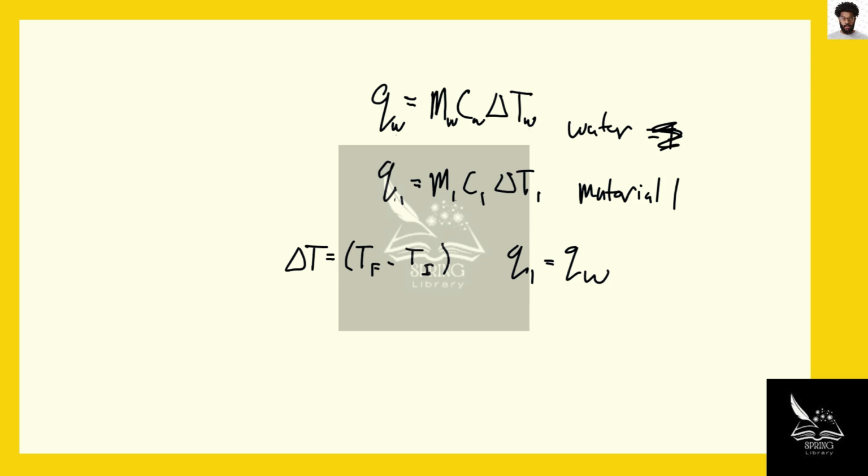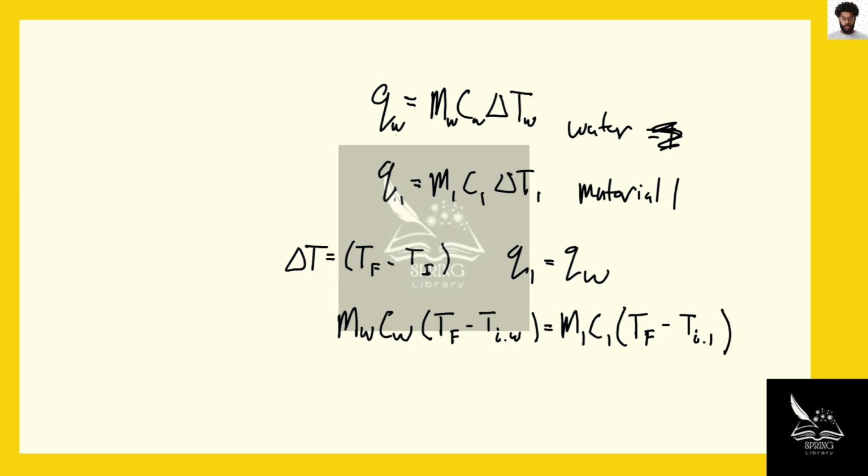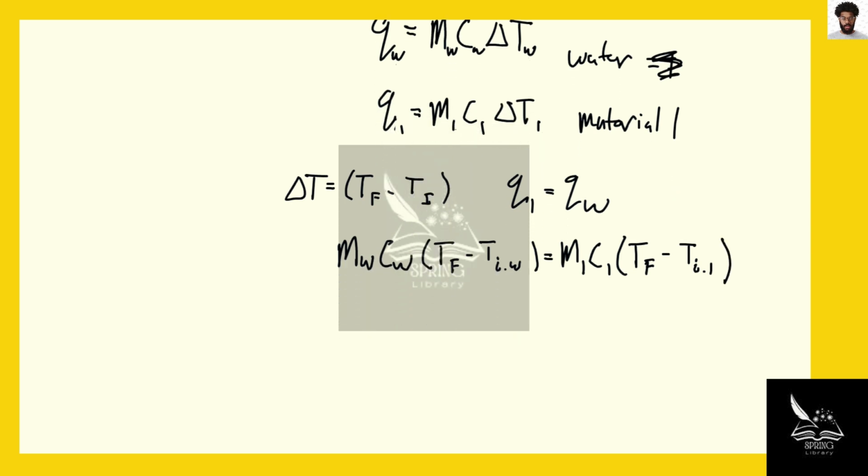That is to say, we can equate these two and say that the mass of the water times the heat capacity of water times the final temperature of the water, which is the same for the water and the material because it came to equilibrium, minus the temperature initial of the water, TIW, let's call it, is going to be equal to the mass of our material times the heat capacity of our material times the final temperature, which is the same for both, minus the initial temperature of our material, TI1. Okay. And this is just going to be true, right? This is just the truth of the matter.